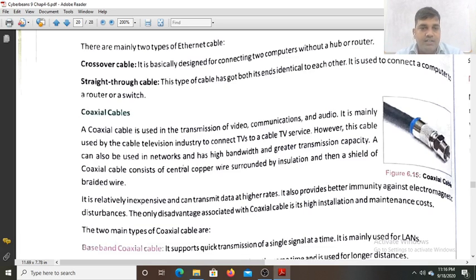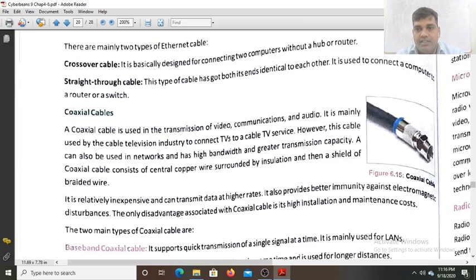A coaxial cable consists of a central copper wire. In this coaxial cable you can see at the center there is a copper wire, surrounded by insulation. Yes, you can see there is the insulation, and then a shield of braided wire. Over that insulation you will find a braided wire shield which gives it strength. And that braided wire is again insulated.